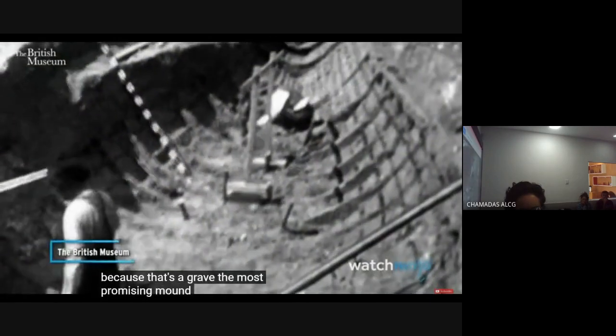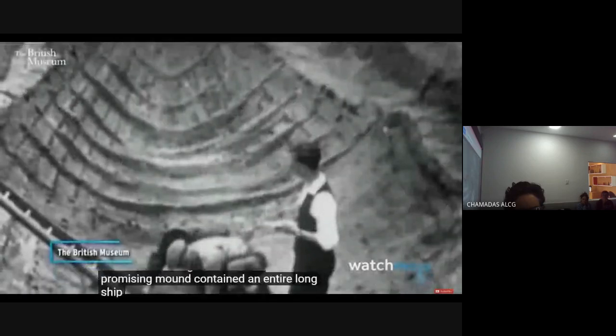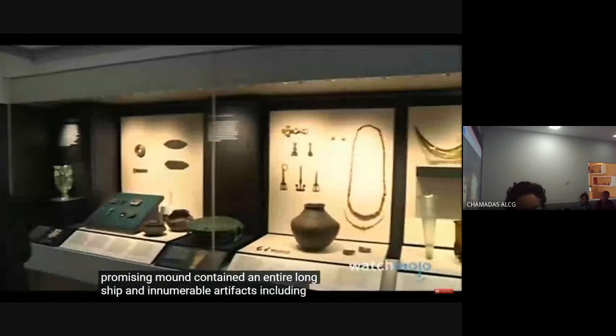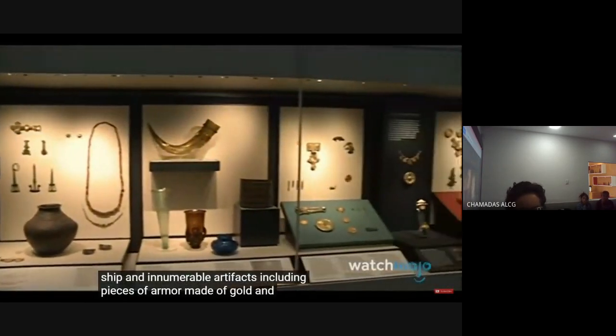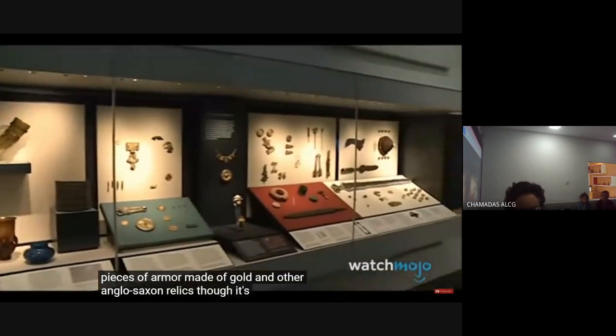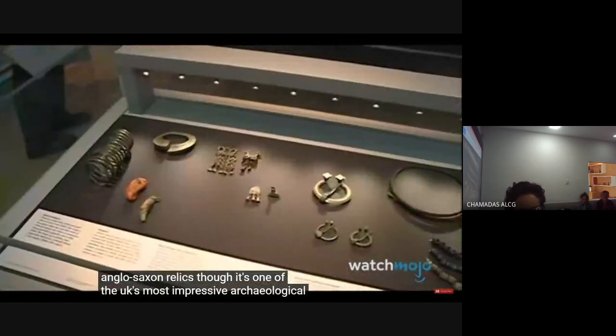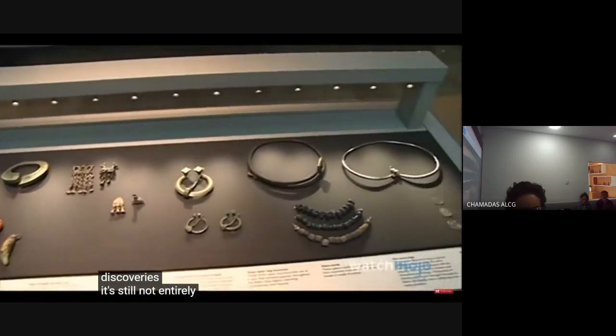The most promising mound contained an entire long ship and innumerable artifacts, including pieces of armor made of gold and other Anglo-Saxon relics. Though it's one of the UK's most impressive archaeological discoveries, it's still not entirely clear whose grave it actually is.